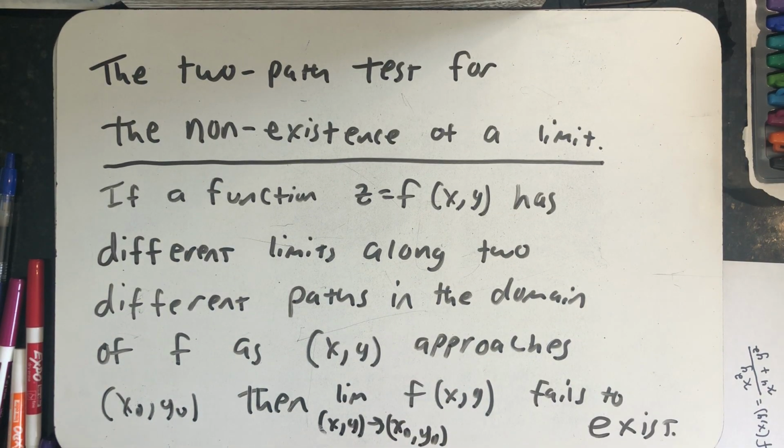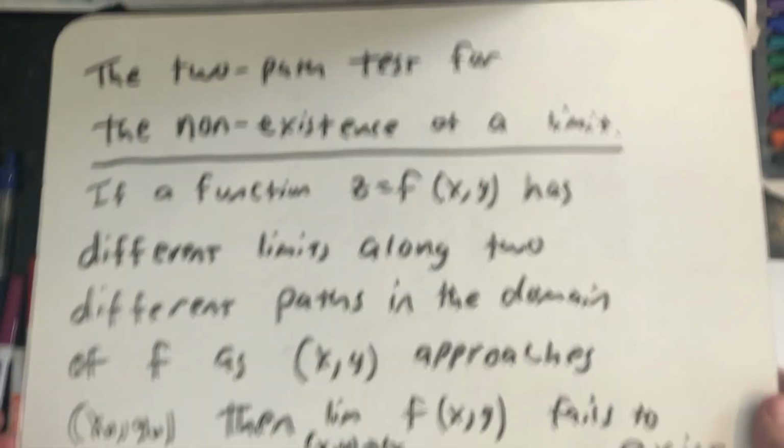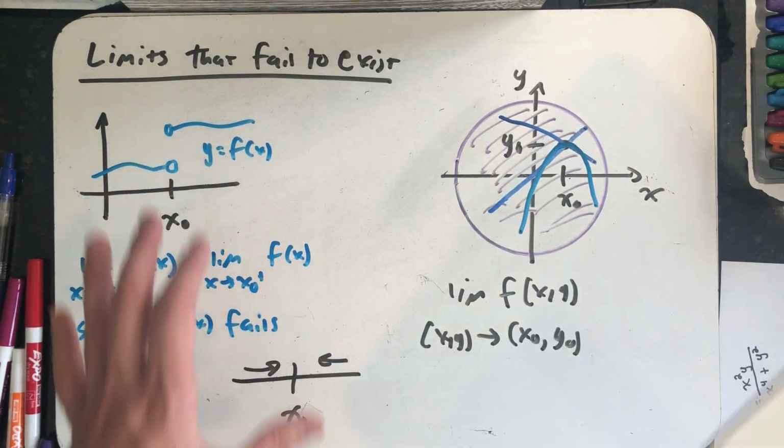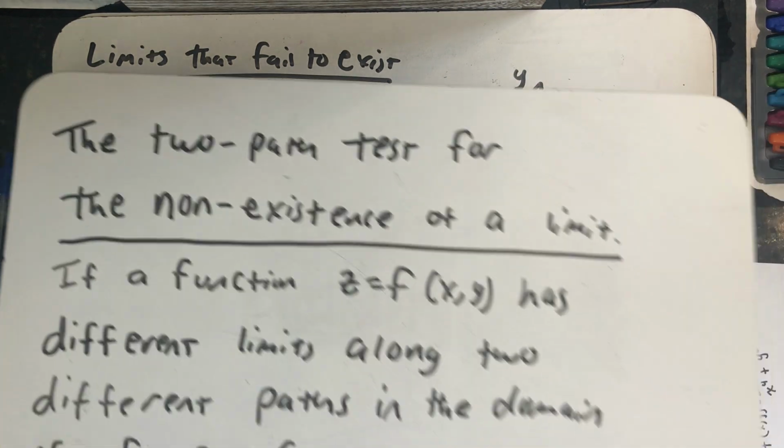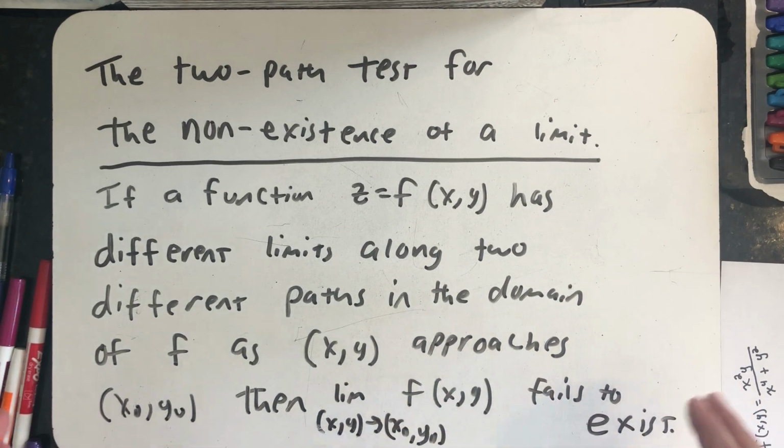If I can find two different paths where I have different limits along those paths, well then that's the analog to this, right? Because I have two different directions to go and I got different values. It's a little more difficult maybe to think about, but if I can find two paths in the domain of f of x, y, z that make this limit do different things, then that limit will fail to exist. This is called the two-path test for the non-existence of a limit.